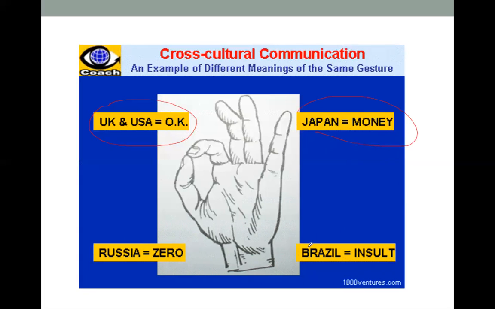In Japan, it indicates money. Brazil, it would be insulting. And Russia, it means zero. So this A-OK in the US does not necessarily translate to other countries or other cultures, and this is just one of perhaps thousands of examples.